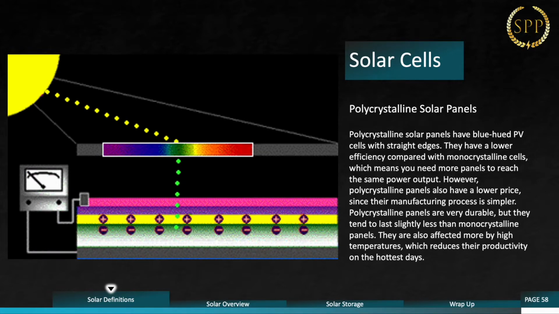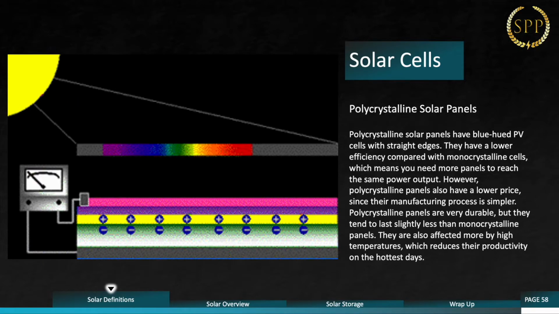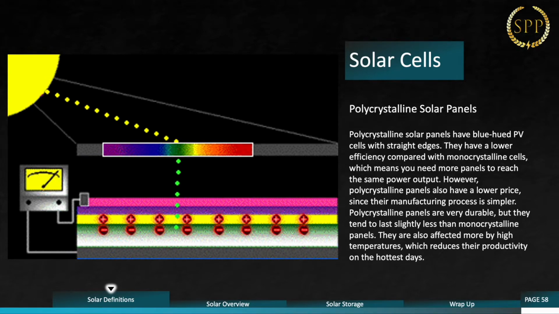Polycrystalline panels are very durable, but they tend to last slightly less compared to monocrystalline panels. They are also affected more by higher temperatures, which reduces their productivity on the hottest days. Now, this is referred to as the heat coefficient, and we're going to go more into that later in this module.